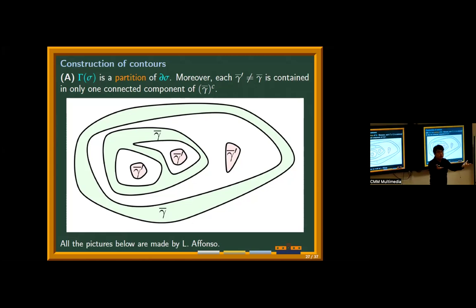For two given contours, one contour should be entirely inside of one connected component of the outside of the other contour. Look here. We have two contours, gamma bar and gamma prime. They are in different connected components of the outside of gamma bar. Remember, the complement of gamma bar is the white parts. But if you look at these three parts as just one contour, that makes this, moreover, false, because we have different connected components. Perfect. So this is an example where A is false.